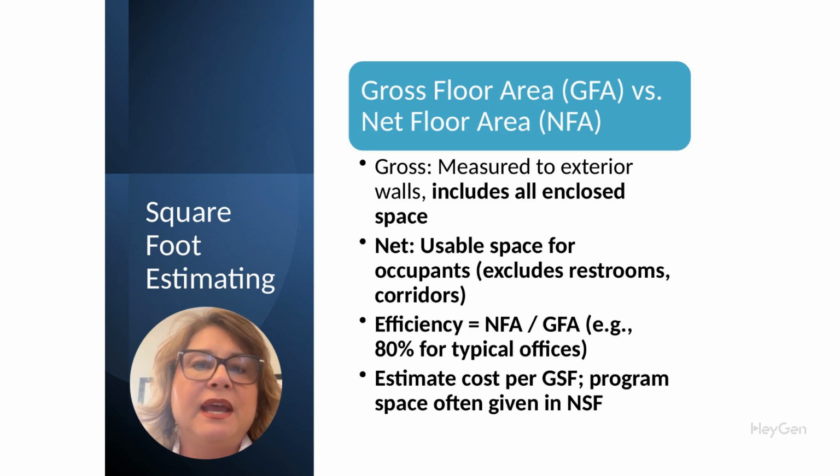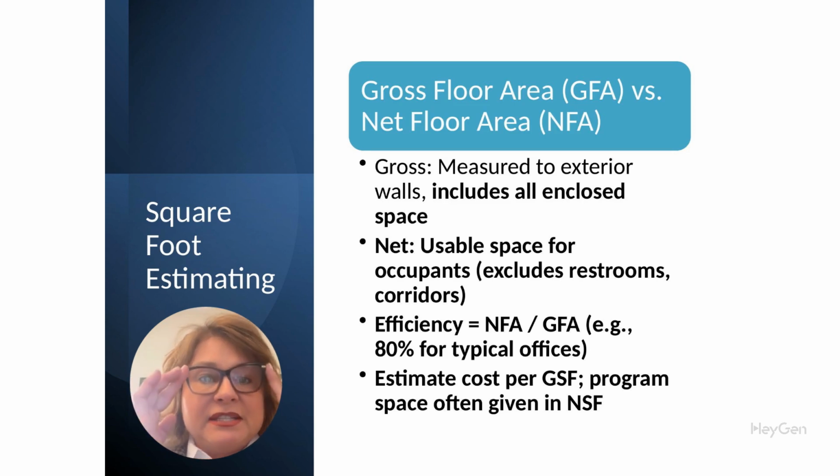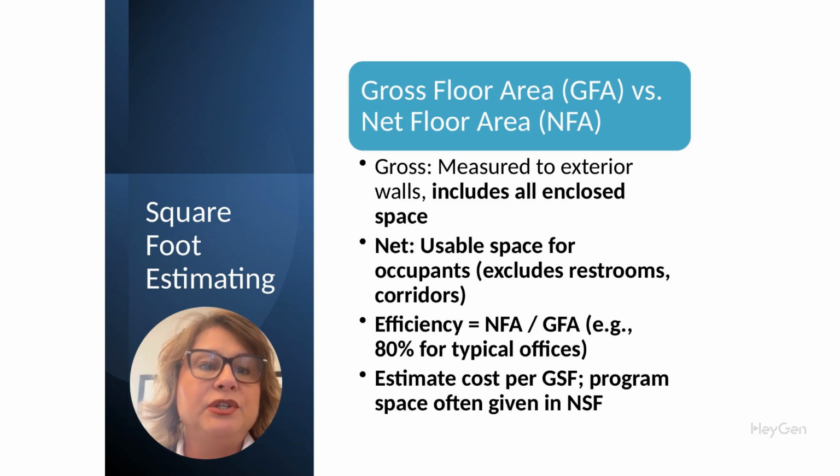To go from net to gross, we use something called the efficiency ratio, which is efficiency equals net floor area divided by gross floor area. For most schools or office buildings, efficiency is between 70 to 80%. This means if you're told the client needs 50,000 NSF, the actual gross square footage to build might be 62,500 GSF or more. This conversion is critical to get right. Otherwise, you could underprice a project by a substantial margin.